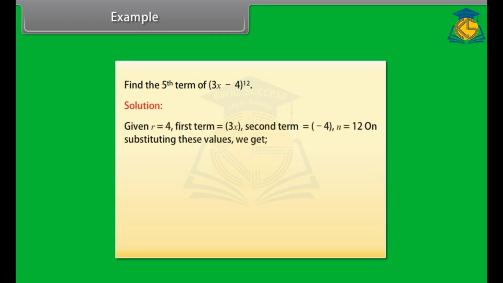Example: find the fifth term of (3x minus 4) raised to power 12. Solution: given r is equal to 4, first term is equal to 3x, second term is equal to minus 4, n is equal to 12. On substituting these values, we get T5 is equal to 12C4 into (3x) raised to the power 8 into (minus 4) raised to the power 4. On solving, we get 8314099920 into x raised to power 8.